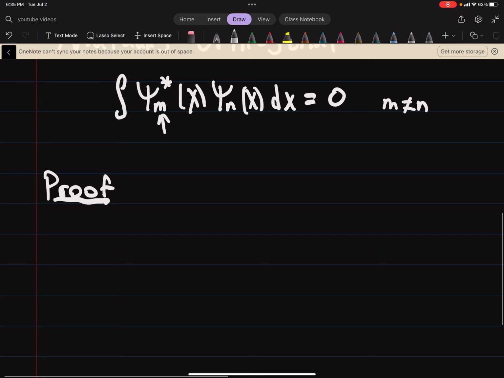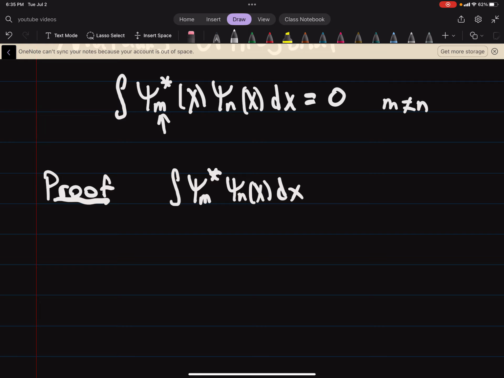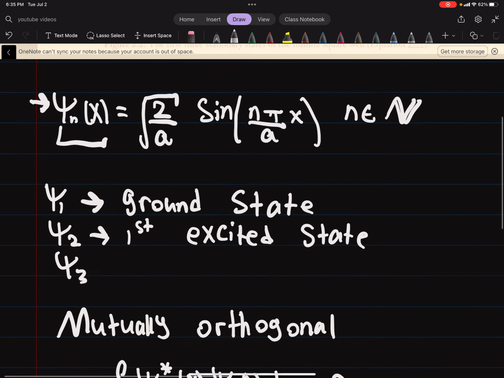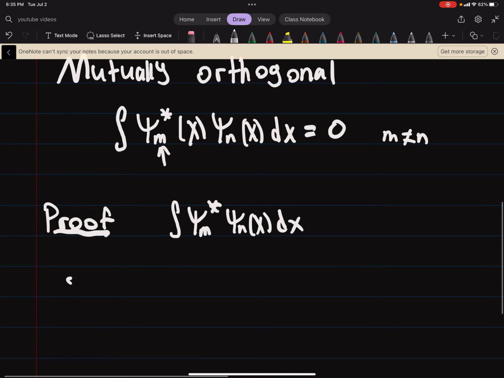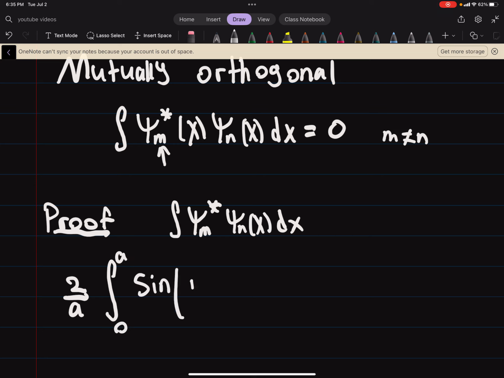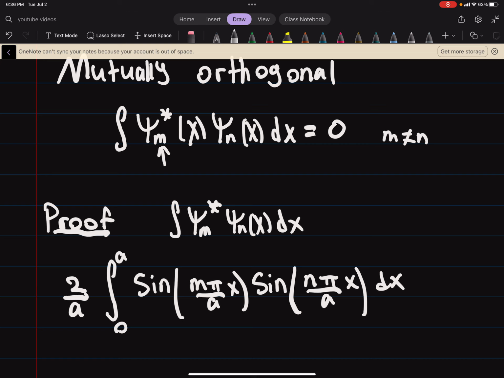It's not too bad. That the integral of psi at state m times psi n dx, well, what is that? Well, each term will have the root 2 over a, so we'll have just 2 over a times the integral from 0 to a, sine of m pi over a x times sine of n pi over a x dx. Okay, so this is the integral that we want to compute.